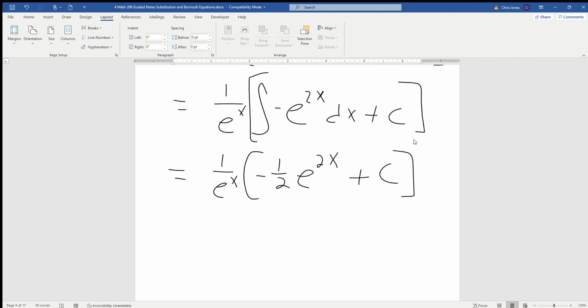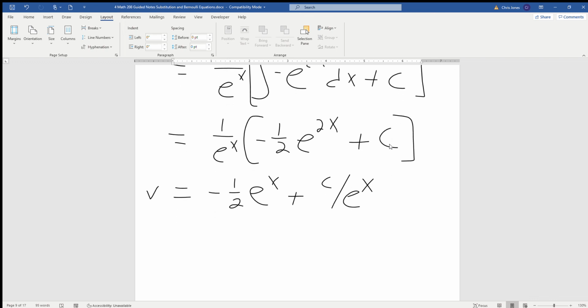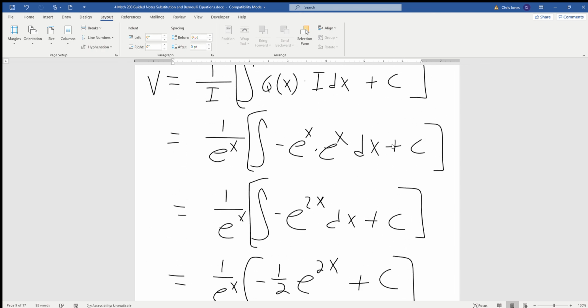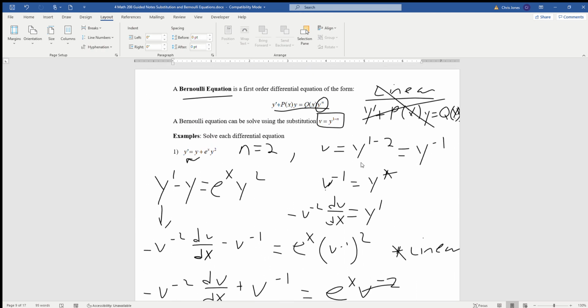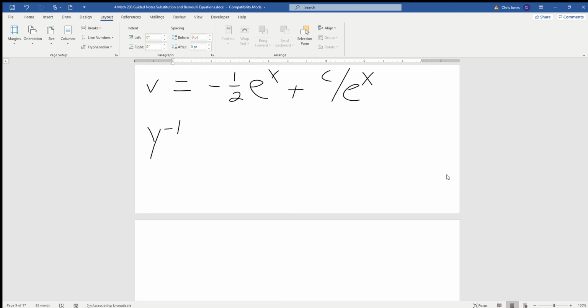We can distribute the e to the x, so that's going to be minus 1/2 e to the x, plus c over e to the x. And remember, that's v. So the very last thing we need to do is back substitute for v, and then if at all possible, solve. Remember, v was equal to y to the minus 1. How do we know that? We go all the way back up here. Remember, v equals y to the minus 1. So now we get y to the minus 1 equals minus 1/2 e to the x plus c over e to the x. And then finally, we just raise both sides to the minus 1 power.